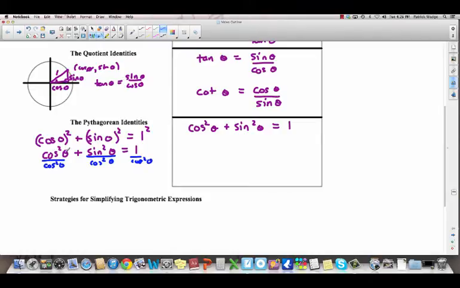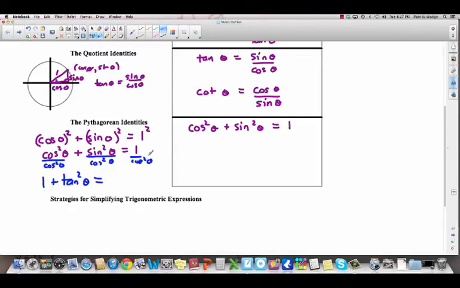Now, cosine squared theta divided by cosine squared theta is 1. Sine squared theta divided by cosine squared theta. All right, you might not have known this yet: what's sine theta divided by cos theta? Sine theta divided by cos theta is tan theta. So guess what sine squared theta divided by cos squared theta is? It equals tan squared theta.